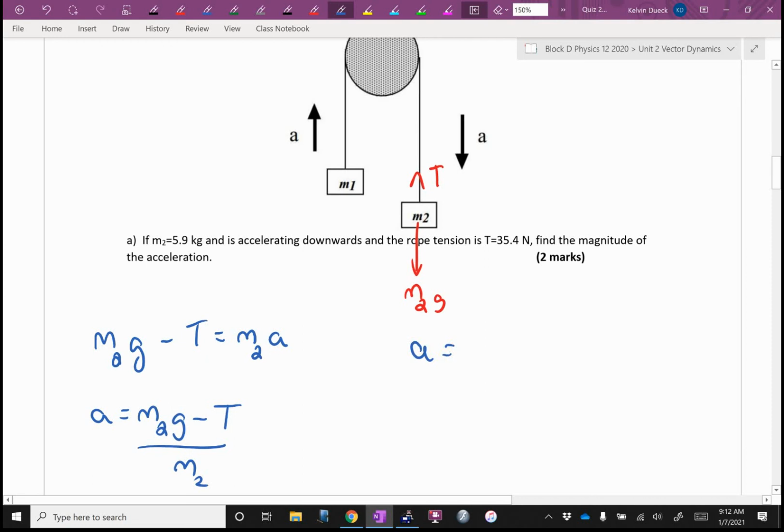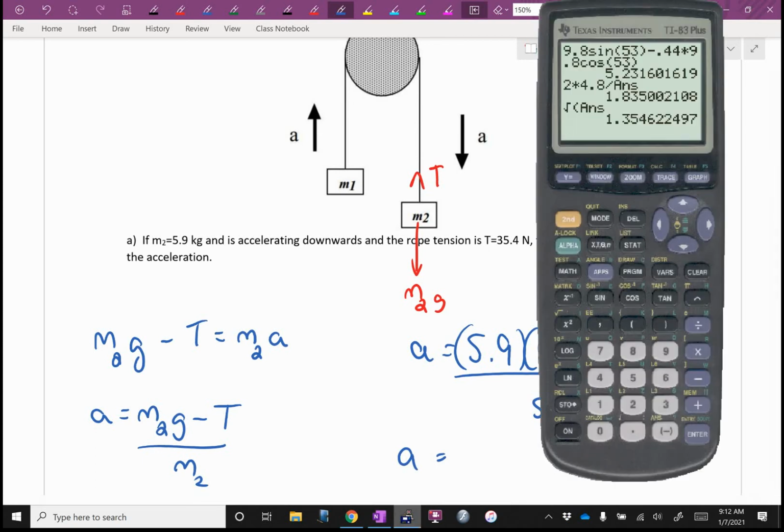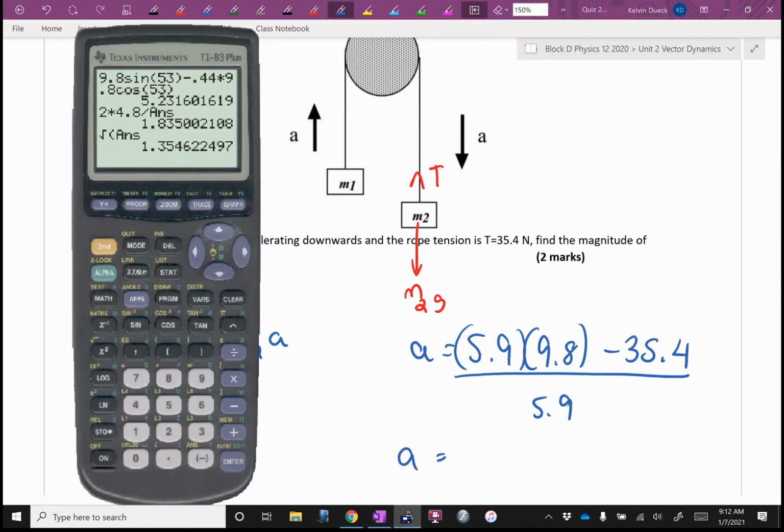A is going to be M2, 5.9, G 9.8 minus tension 35.4 all over 5.9. There is a built-in error check for this one. If I cut the rope, the biggest A can be is 9.8. So I'm already telling you the answer is less than 9.8.